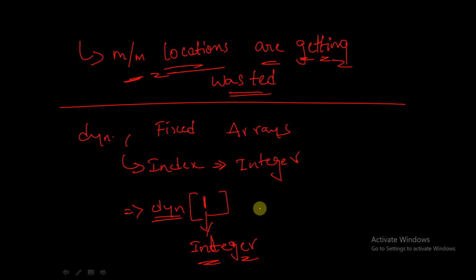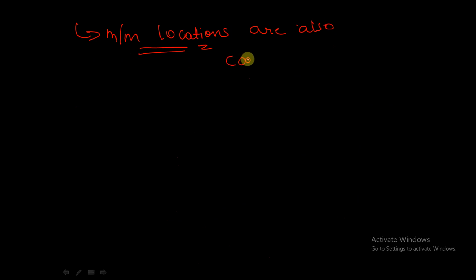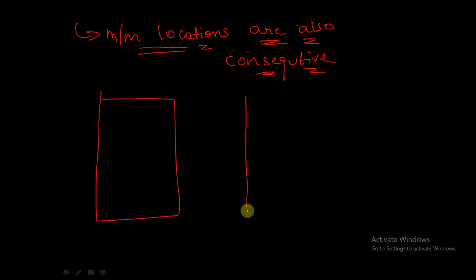Is this point clear? This is obvious, right? So in the case of fixed arrays or dynamic arrays, the index is always an integer. Are you getting my point? And the memory locations in the case of fixed size arrays or dynamic arrays are also consecutive. That means if you create any dynamic array or fixed size array, the memory locations will be consecutive only.